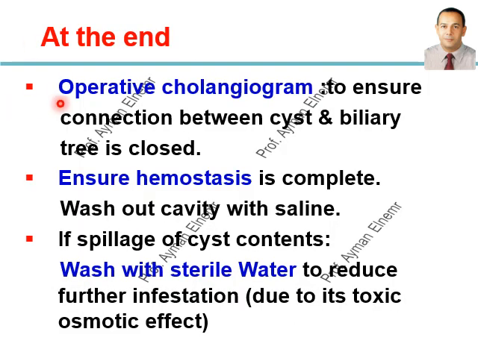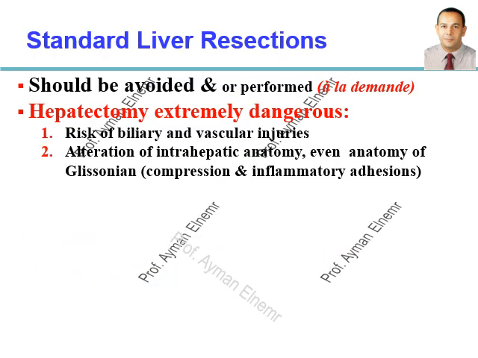At the end, an operative cholangiogram is done in cases of communication between the cyst and the biliary tree to ensure complete closure. Then ensure hemostasis, and if spillage of the cyst contents occurs, wash with sterile water to reduce further infestation. Standard liver resection should be avoided or performed a la demande.